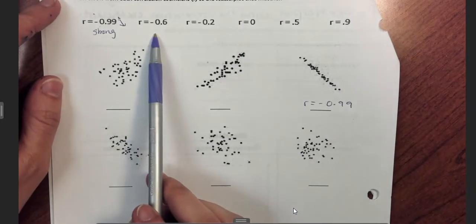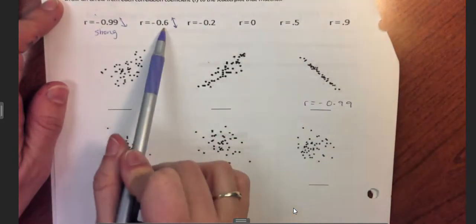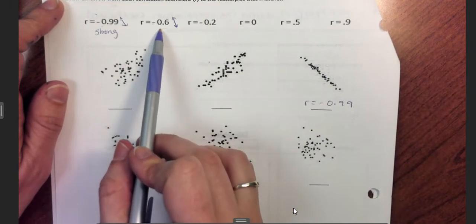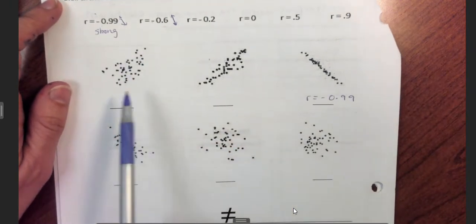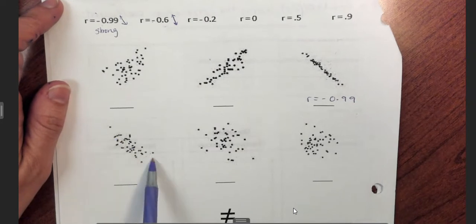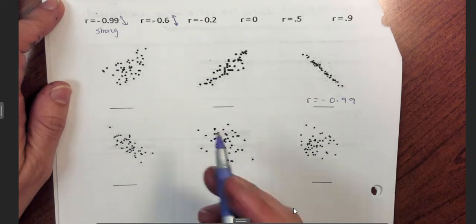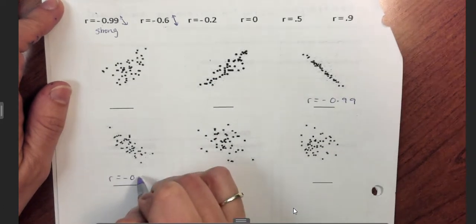Next we have negative 0.6. So this negative is telling us that it is going down, and 0.6 is moderate, so we're looking for something that's really close, or pretty close to making a straight line. So probably this one. See, it's going down, it's negative, it's not really as fully formed as this one, but we can tell it's making a straight line.